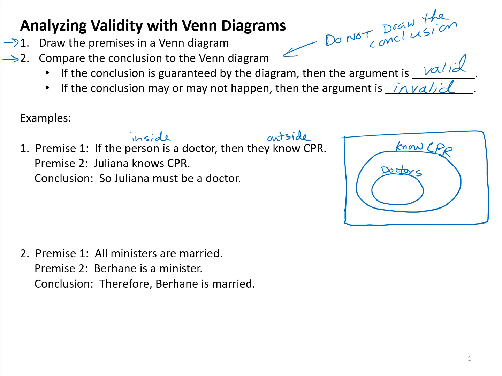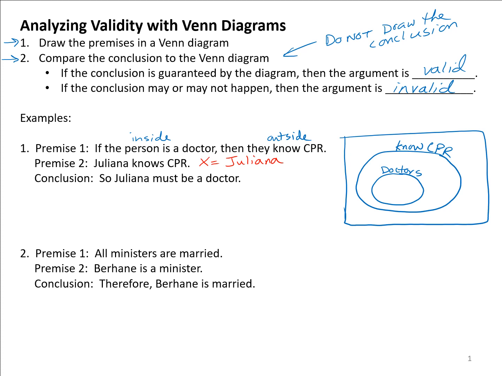Now, the second premise is talking about someone specifically, Juliana. So what I want to do is put Juliana into the picture. And it's usually a little bit easier, especially if you've got a small picture, to use an X to represent something specific. So I'm going to use X to represent Juliana, just because then I don't have to try to squeeze the word Juliana into the picture.